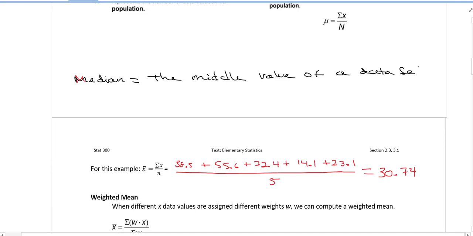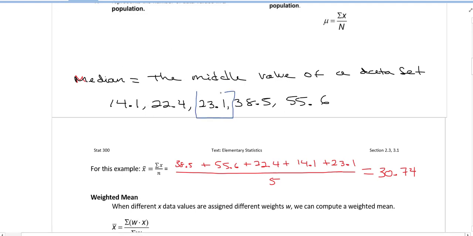In order to find the median, you have to organize the data first in order from smallest to largest. So our data set, from the smallest, is 14.1, comma, I'm not adding, right? And then the next one looks like 22.4, comma, 23.1, 38.5, and lastly 55.6. Because there are 5 of them in here, the median is going to be the middle number once the data is ordered. So then this is the median.